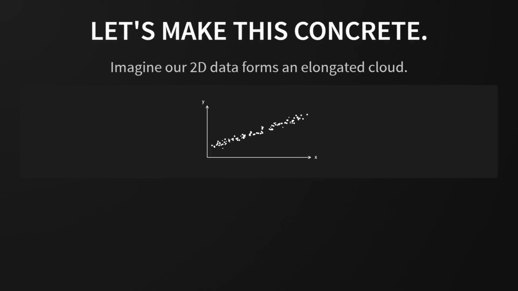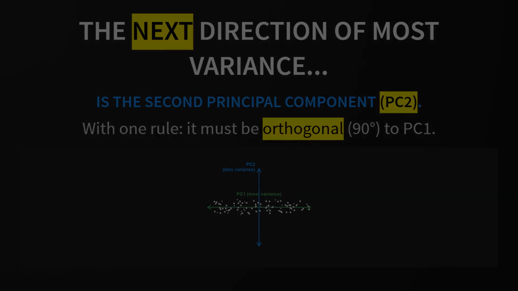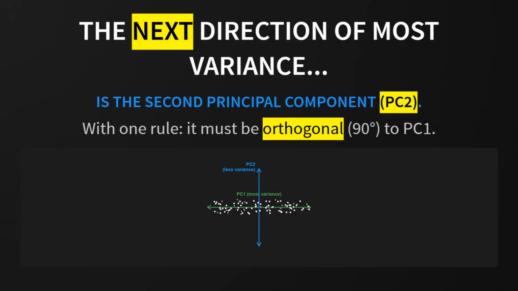Okay, let's move from analogy to a concrete example. Picture a simple 2D dataset that looks like an elongated oval or cloud of points. The most obvious direction of interest is the one that runs along the longest axis of this cloud. This is the direction of maximum variance, and we call it the first principal component, or PC1. What about the next most important direction? That's PC2. It captures the next highest amount of variance, but with a critical constraint. It must be perfectly perpendicular, or orthogonal, to PC1.